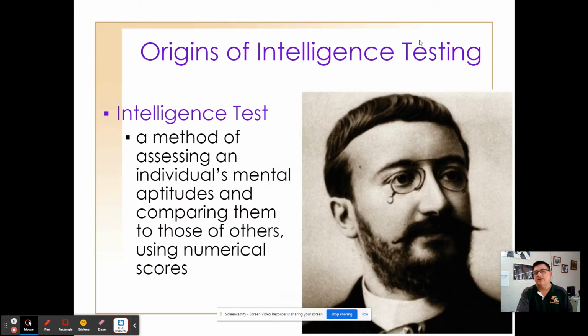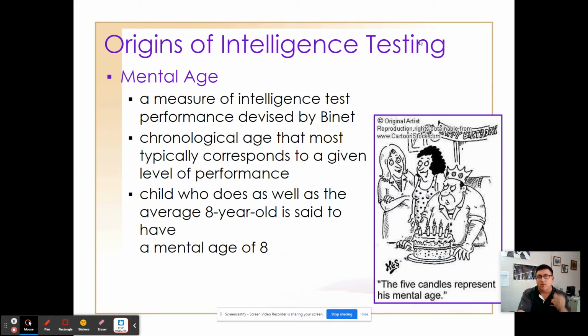All right, where did intelligence testing come from? Stanford-Binet. Intelligence tests are a method of assessing an individual's mental aptitudes and comparing them to those of others using scores. Real simple.